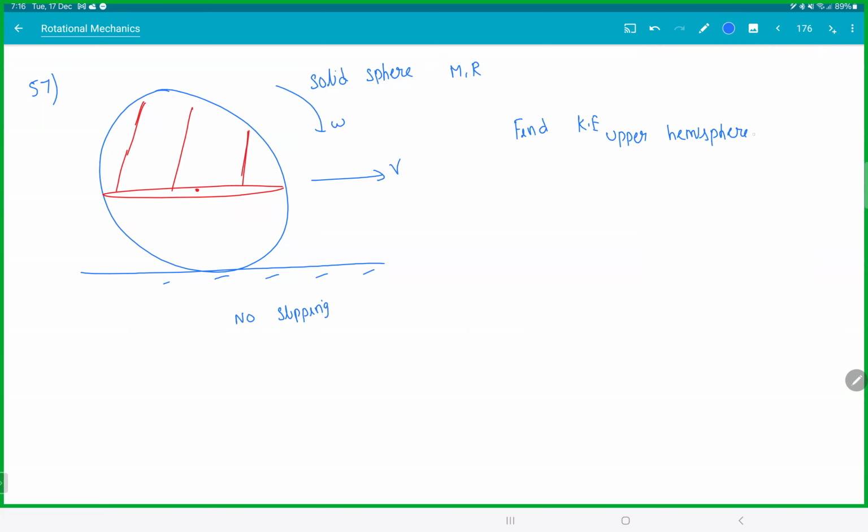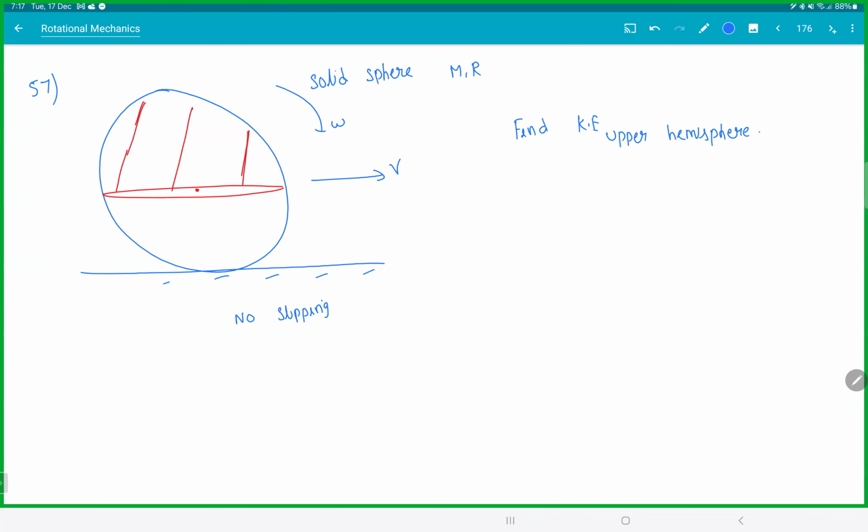What do you guys think? Upper and lower hemisphere, which one will have more energy or both are equal? The upper one. Why? Because if you look at the velocity on the upper part, it is v plus r omega. Below, it will be v minus r omega. The points in the upper hemisphere are going faster than v. The points in the lower hemisphere are going slower than v. So upper hemisphere definitely has more energy than lower hemisphere. Get this?